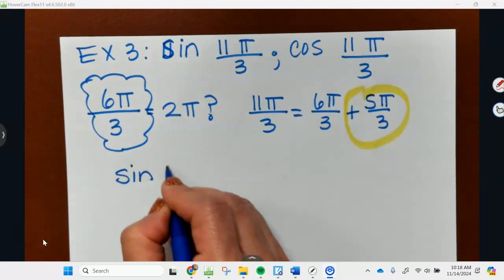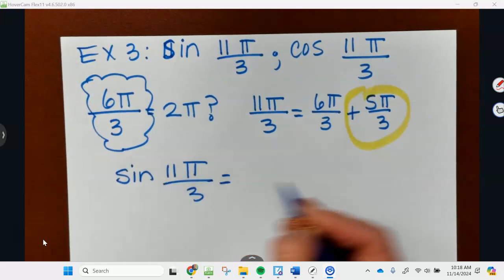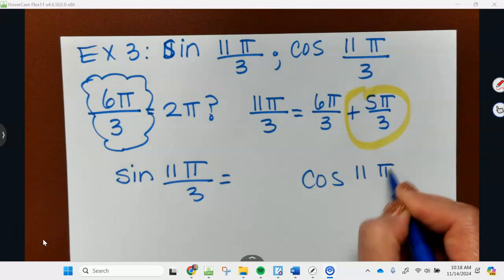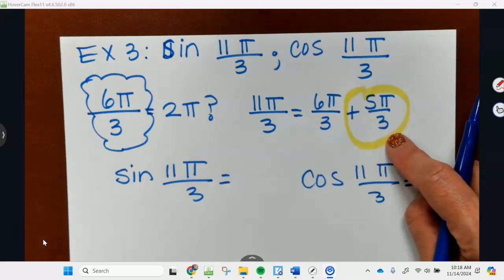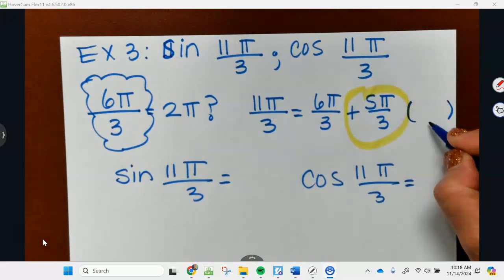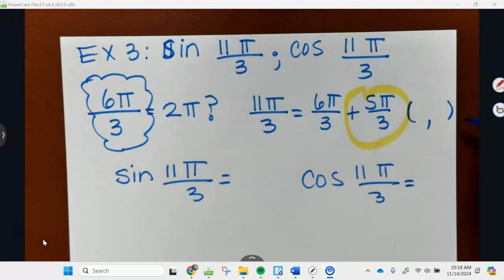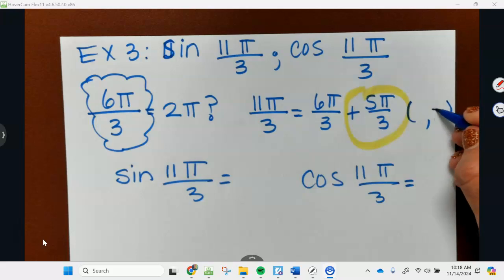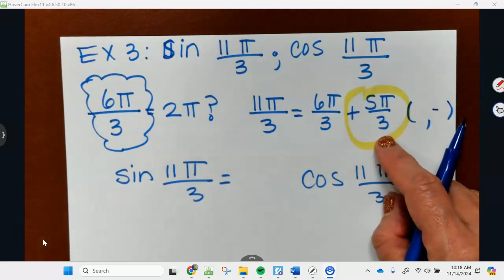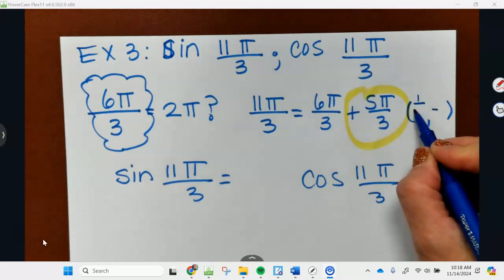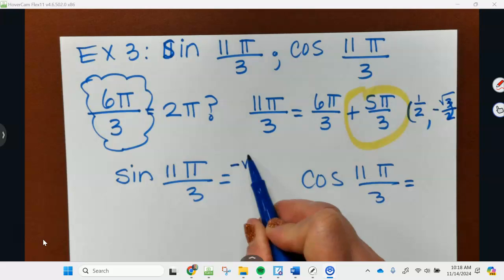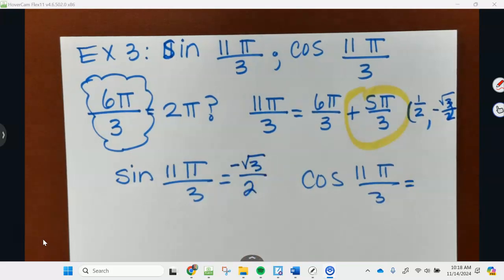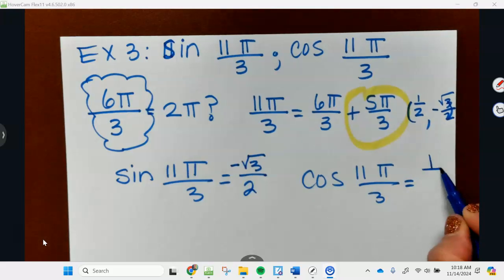So sine for 11 pi over 3 and cosine for 11 pi over 3. Let's see, 5 pi over 3. First of all, what quadrant is 5 pi over 3 in? So which one is negative in quadrant 4? The y value. Quadrant 4, the y value is. All right, look, y'all. If it ends in a 3, then I know that 1/2 is first and negative root 3 over 2 is second. So my sine value is negative root 3 over 2, but my cosine value is going to be a positive 1/2.